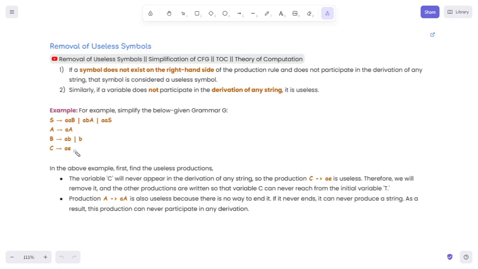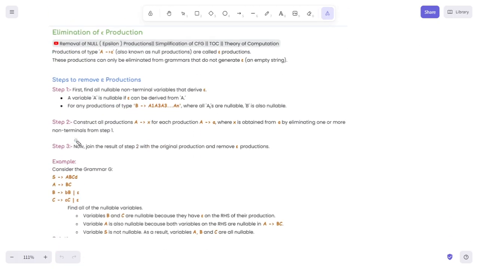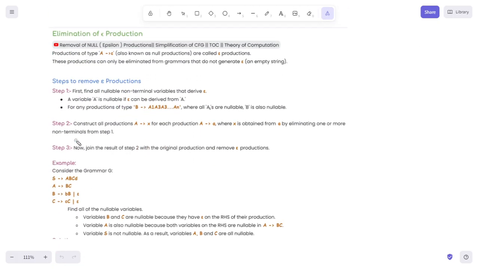Now let's go to the second type, which is elimination of epsilon productions. Now, what is actually an epsilon production? An epsilon production is a production which goes to the epsilon symbol, that is, a null symbol. If your production is going to a null symbol, that means it's not adding any value to the derivation, right? So that's why we need to remove this epsilon production.